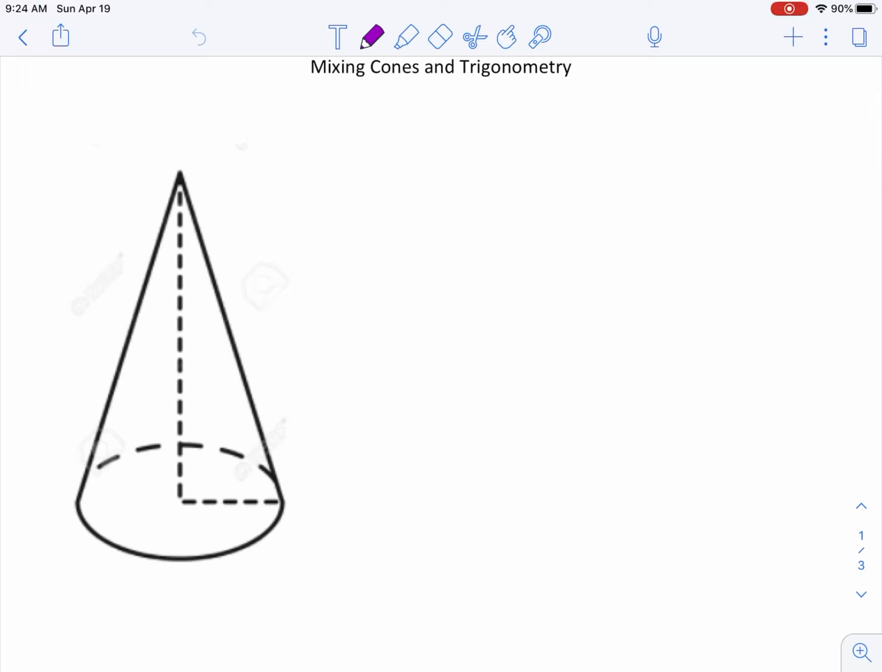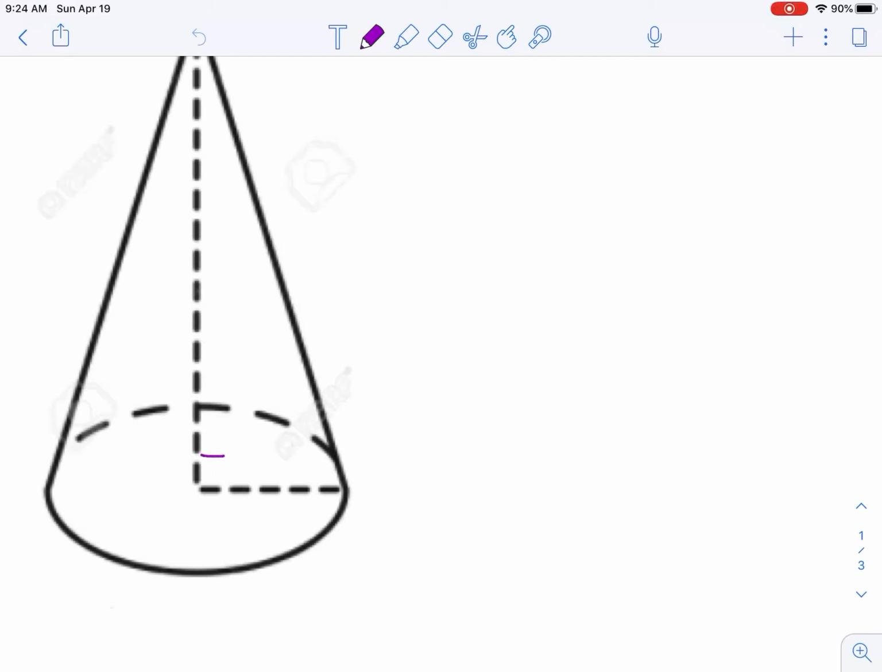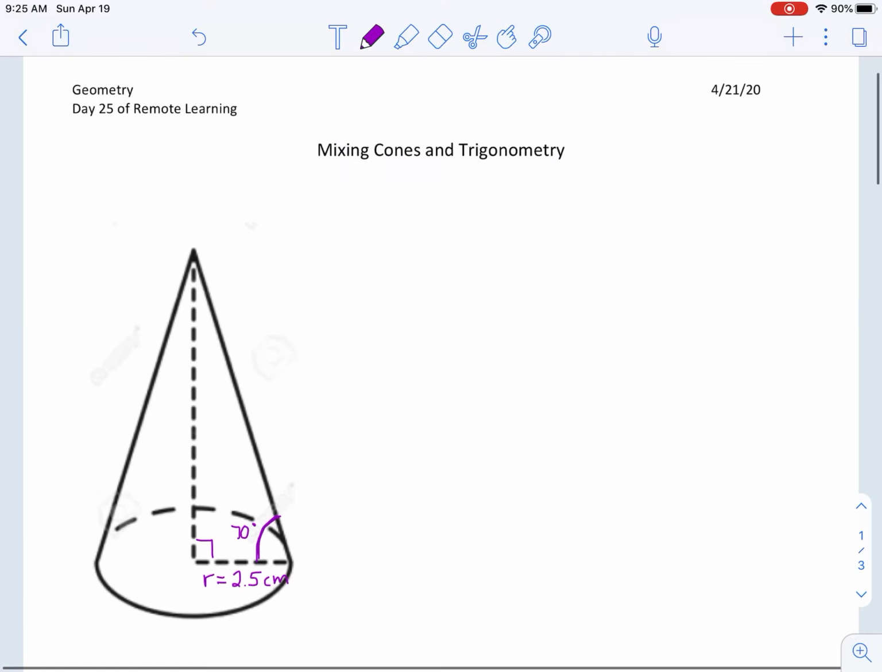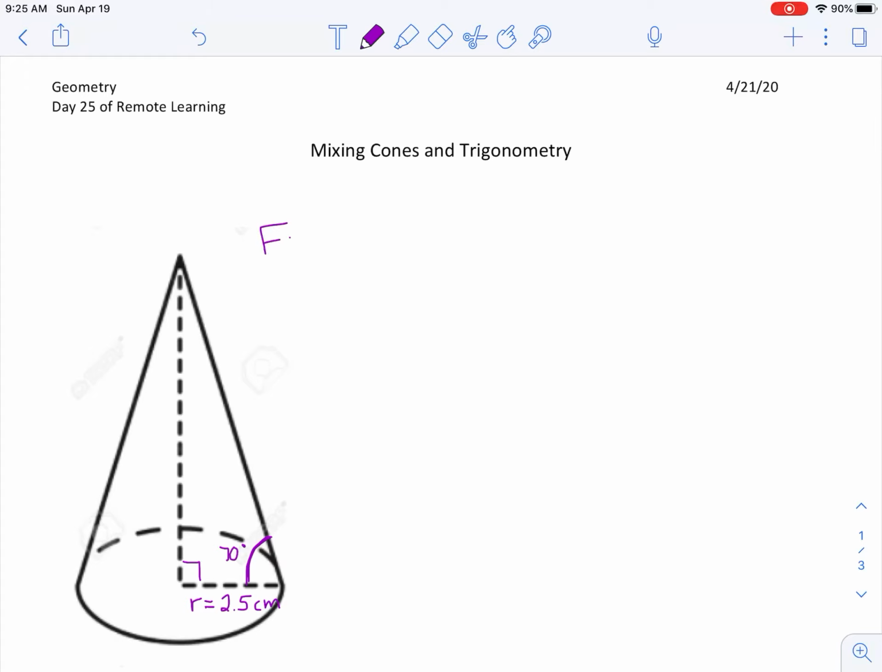So, here is my cone. How can I involve trigonometry in this? Let's see. So if this is a cone that's standing up straight, and let's say it has a radius of 2.5 centimeters, but then I tell you that I know the angle the side of the cone makes with the base is, this one looks like it's pretty big. Let's say it's 70 degrees. Okay. And I tell you to find the volume.